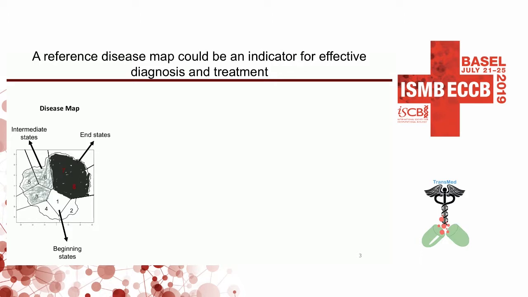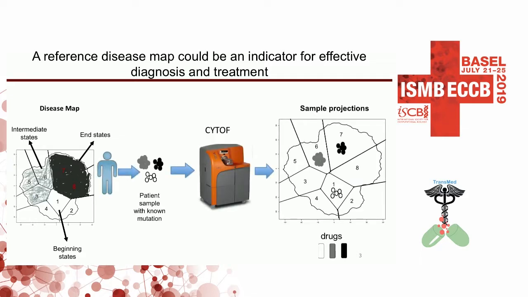end state of the disease in the form of a map, then we can collect single-cell data from a given patient using a technology like CyTOF, which can measure several proteins at a single-cell level. And then if we can project this data, depending on where the cells fall on the map, it can give us an indication of how sensitive the cells are to drugs, assuming that we know their mutational profile.